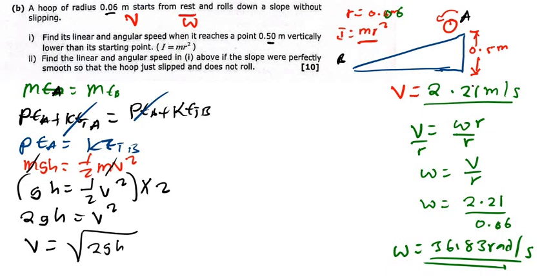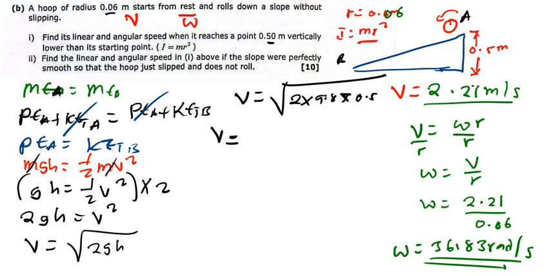Okay. So let's plug in the values: 2 times 9.8 times h, 0.5. Therefore, v for part 2 will be equal to the square root of 2 times 9.8 times 0.5, which is the square root of 9.8, which is 3.13 meters per second. That is the linear speed.